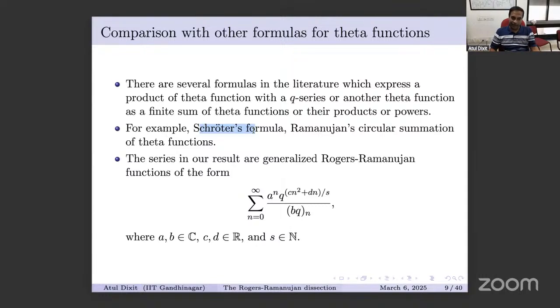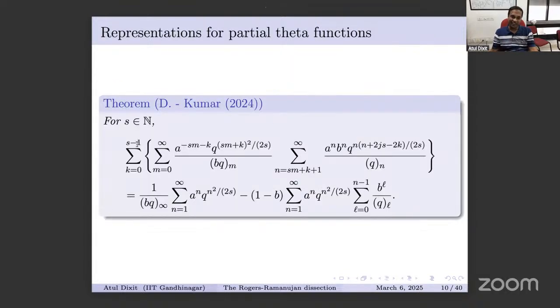Now, how do we prove our identity? I'm not going to go over the proof because it's quite long, but let me explain the ingredients behind it. In fact, we obtain corresponding representations for partial theta functions. So remember, the right-hand side here was minus infinity to infinity, but we have a representation for the partial theta function n equal to 1 to infinity as a sum of products of two series, one of which is the generalized Rogers-Ramanujan function, and another is the tail of the generalized Rogers-Ramanujan function.